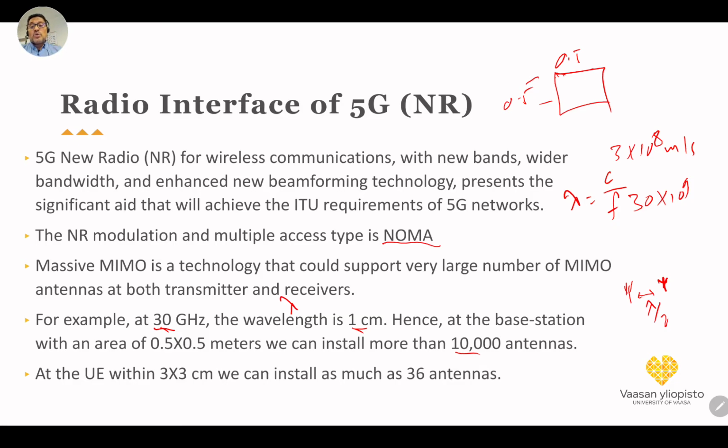In the user equipment, within 3 by 3 centimeters you can install maybe 30 or 36 antennas. Then of course this MIMO or massive MIMO is one of the recent technologies which can achieve very high separation between users, and it can improve the quality of communication and increase the spectral efficiency.